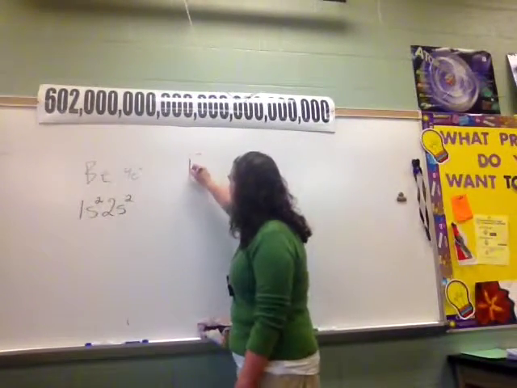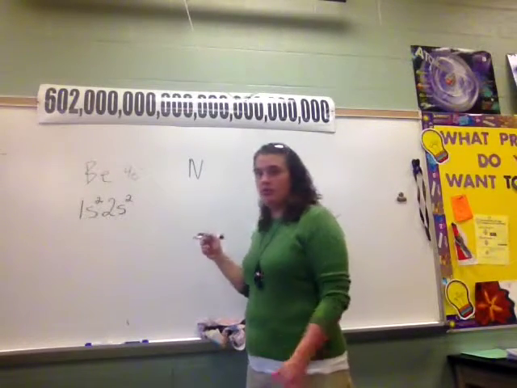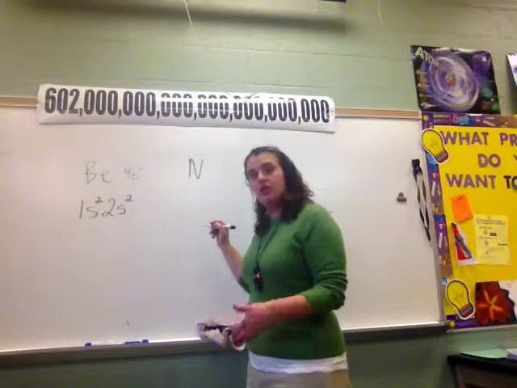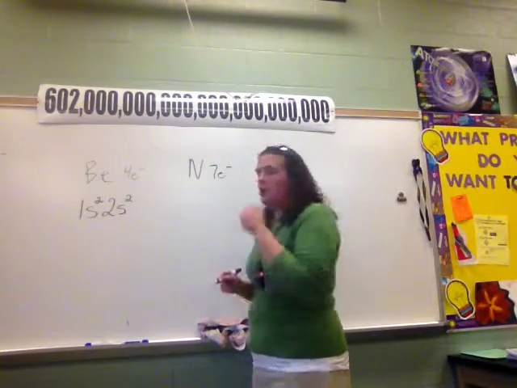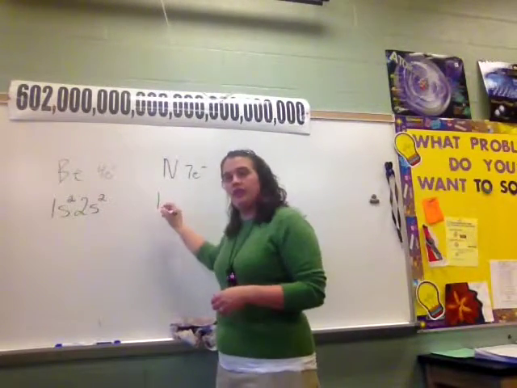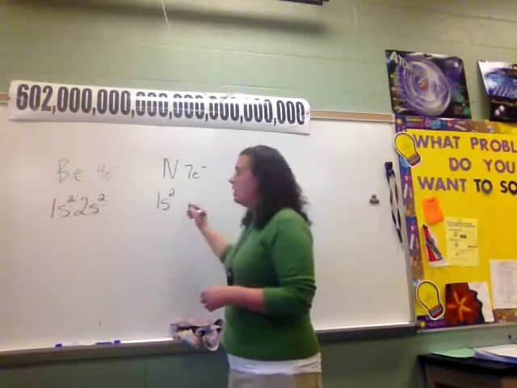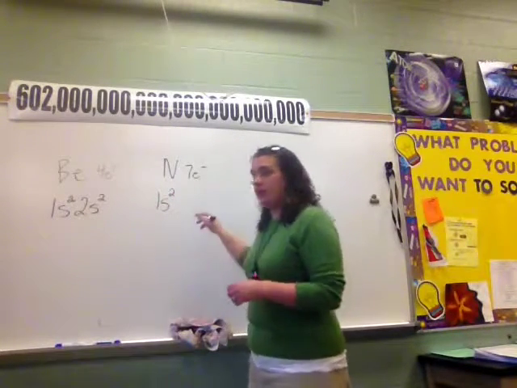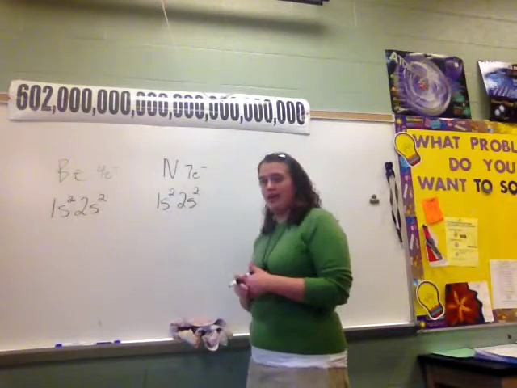Let's go with nitrogen. Nitrogen's atomic number is 7, which means it has 7 protons, which also means if it's neutral, it has 7 electrons. So I'm starting at the beginning. First energy level, the s orbital. I can fit 2 there. Done with the first energy level. I go into the second energy level. s, 2 again.